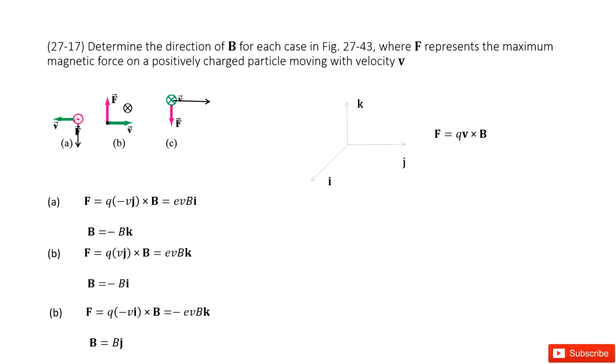In the first case, we can see the v is pointing in the j component. So this is a negative v, j component, right? And then finally the force is pointing in the i component, moving out. We need to find B. So that is negative j times some component we don't know, which should equal i. Of course, it's negative k, right? So negative j cross negative k equals i.